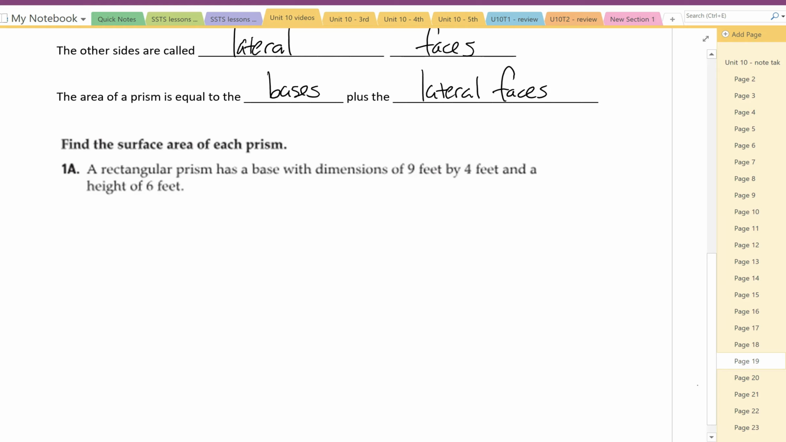Let's do an example here. A rectangular prism has a base with dimensions of 9 feet by 4 feet and a height of 6 feet. So let's just sketch that out. It has a base with dimensions that are 9 by 4, and it's a prism, so it's going to be kind of like this. Its third dimension is 6 feet. So it looks something like this. The way to think about it is we have to break this prism down into its 6 sides. Since it's a rectangular prism, it's going to have 6 sides.